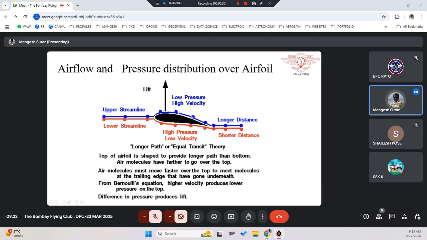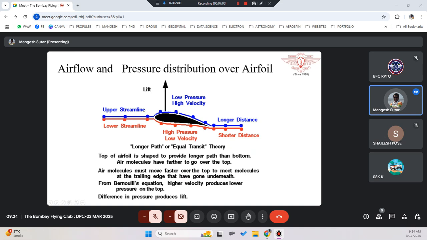Upper streamline, high velocity, low pressure. Because of the low velocity, high pressure below the wing. So the difference in these two pressures, low pressure and high pressure, surrounding the wing will create a lift. Okay, the longer path is the upper one. So both air particles, upper and lower, have to travel and reach the tip, or what we call the thin edge of the wing, at the same time.